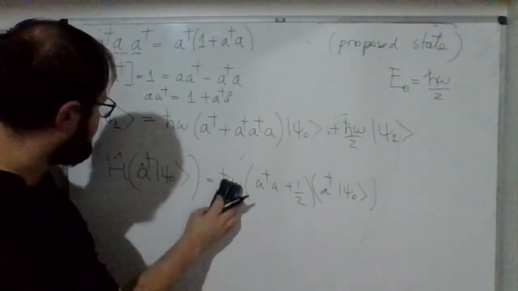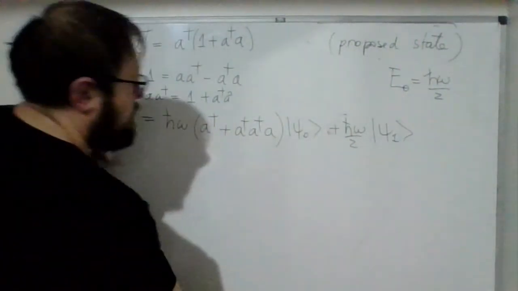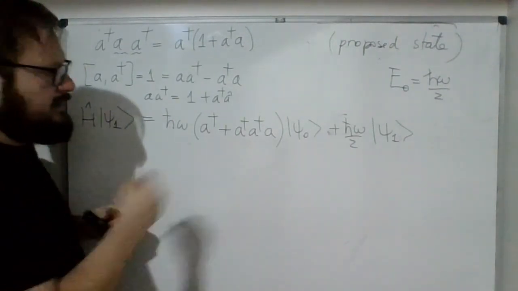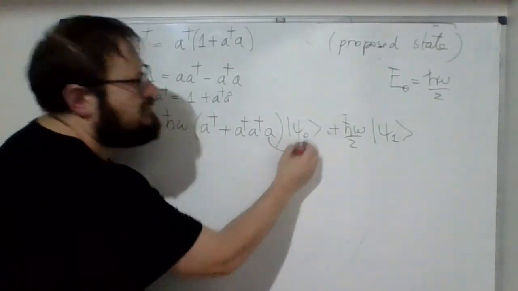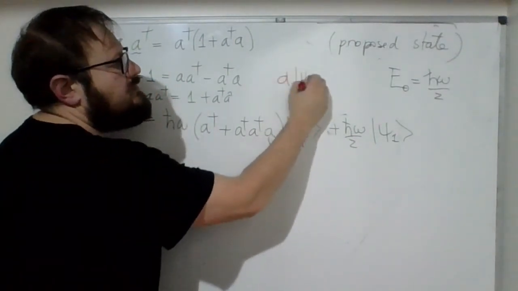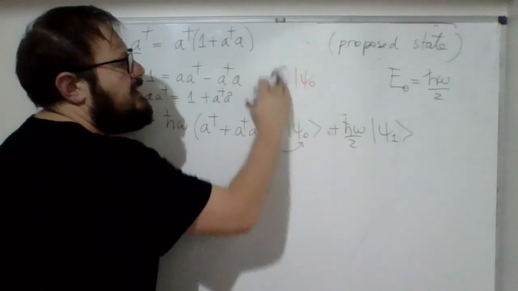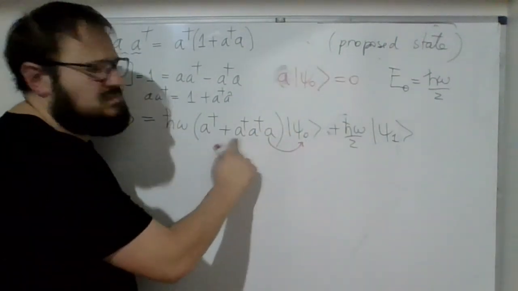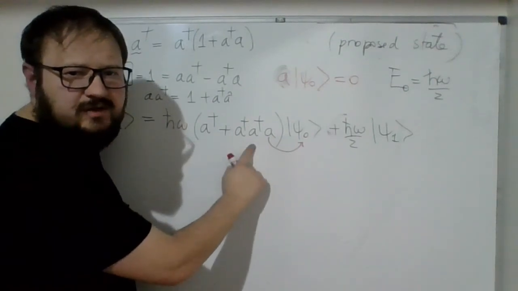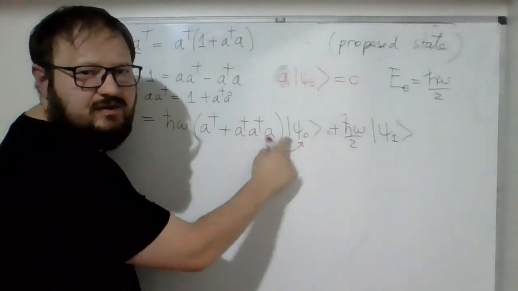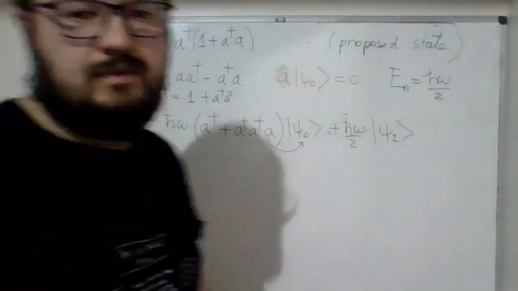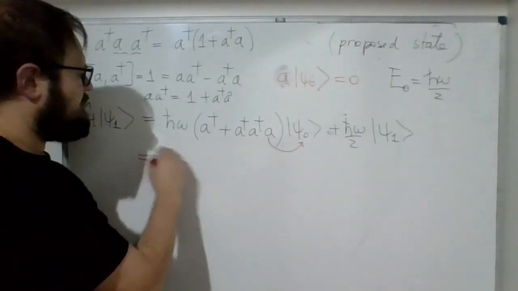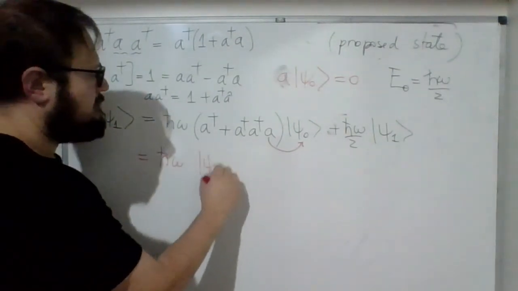All right. Now, remember that when this factor here operates on psi 0, it destroys the vacuum. This a applied to psi 0 is just 0. So I don't need to worry about these other two products, because this a applied to psi 0 is just 0. And this a dagger applied to psi 0 just corresponds to the psi 1.